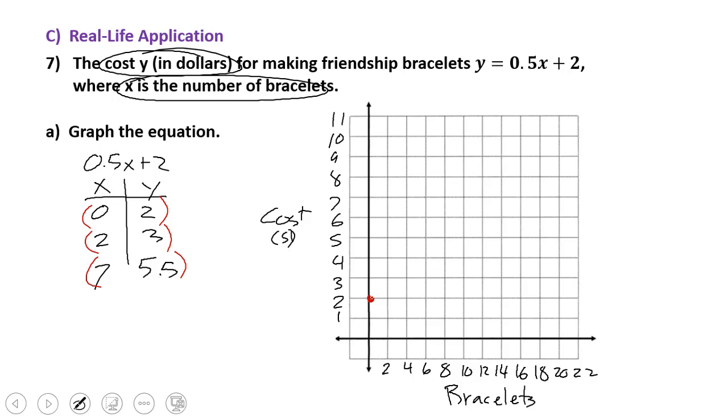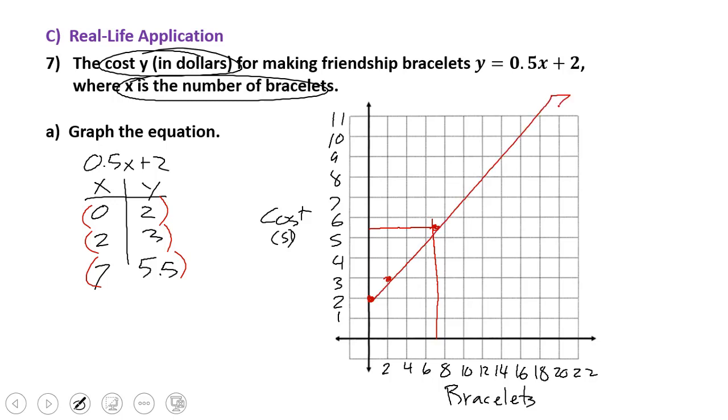So I have my point at 2, 3, so I'm going to go 2 and up to 3, bingo. Make 2 bracelets, costing me $3. And then I have 7 and 5.5. My 7 is kind of right here, so I got to kind of estimate that. 7 going up to 5.5, which is approximately right there. Yep. So I'm going to put that point right there. Now I can draw my line, and it goes like this.